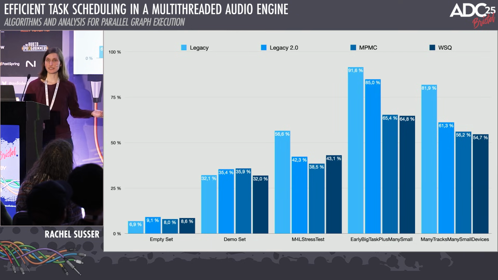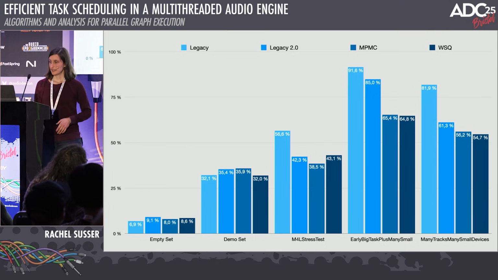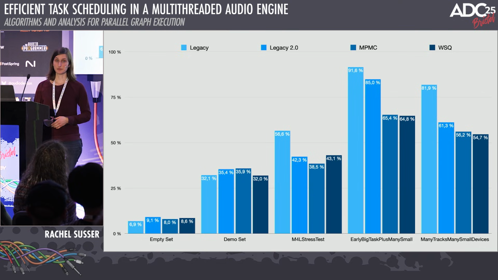Interestingly, we can see that the legacy scheduler actually performs pretty well in those first 2 sets, but then it really starts to struggle once it's put under some pressure. In those later tests, we can also see how that task reservation optimization actually gave a really significant performance improvement in our Legacy 2.0.